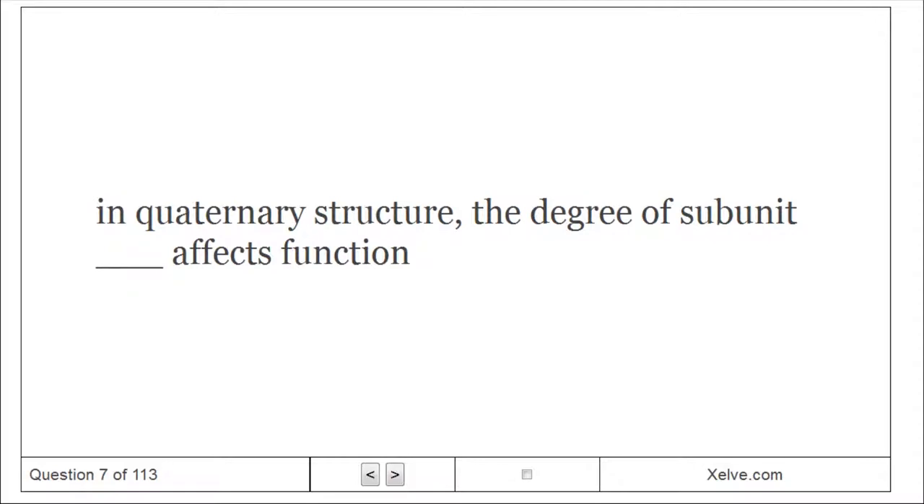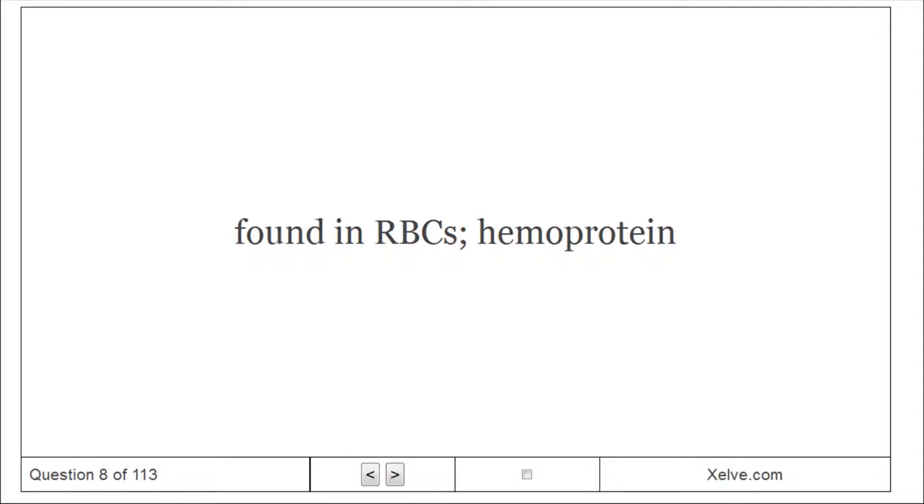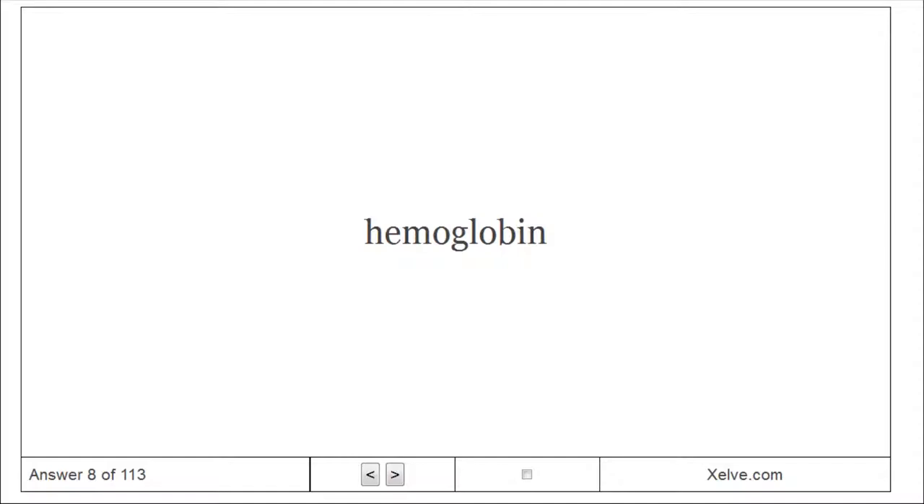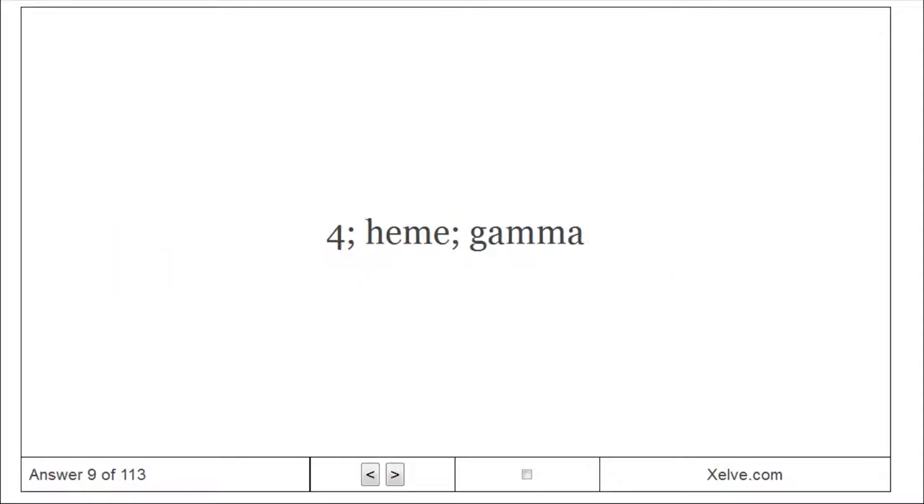In quaternary structure, the degree of subunit blank affects function. Association. Found in RBCs, hemoprotein. Hemoglobin. Hemoglobin has four polypeptides of two classes, each subunit has a heme. Adult HbA is alpha 2 beta 2, fetal has gamma.